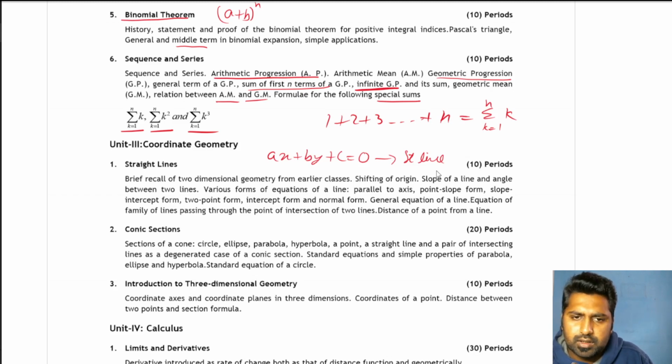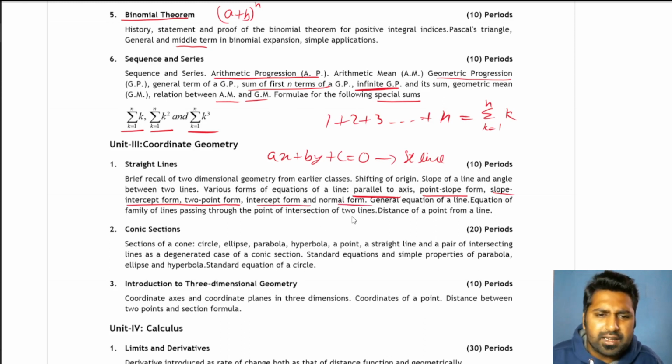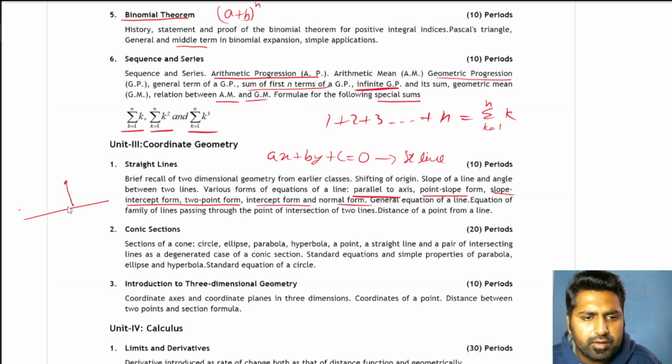That's the key idea. Now various forms will be there. Parallel to x-axis will be there, point slope form is there. Basically one word that we have to understand is slope. That's a very key word in this chapter. Once you understand slope, then you have to understand different kinds of forms: two-point form, intercept form, normal form. We'll also talk about the general equation of a line. I told you this is the general equation, and suppose this is a line, how can we calculate the distance of a point from this line without actually drawing anything? So straight line goes around creation of the equations of straight lines based on the conditions that will be given to you.